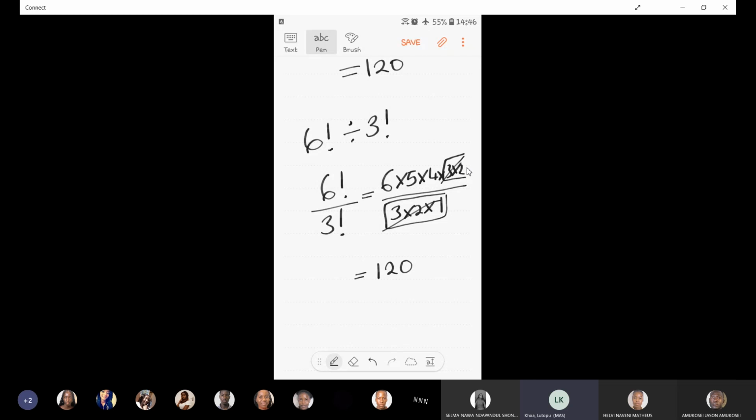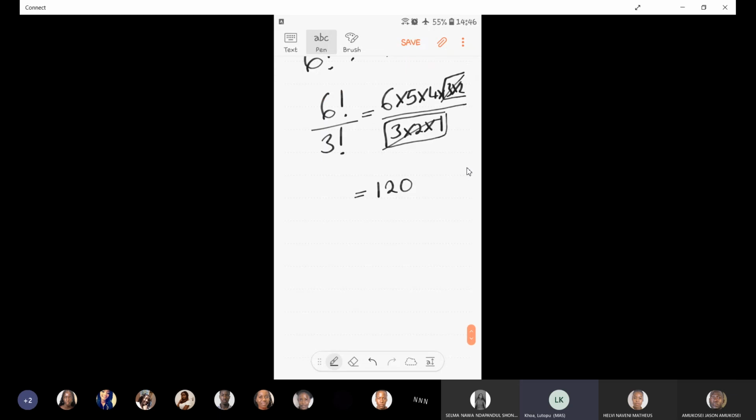Okay. And similarly, I could have done it this way. I say 6 factorial over 3 factorial. This is 6 times 5 times 4 times 3 factorial. Now 3 factorial represents this part over here, 3 times 2 times 1, and then I divide by 3 factorial. You can see the 3 factorials cancel, and then I will still get my 120.